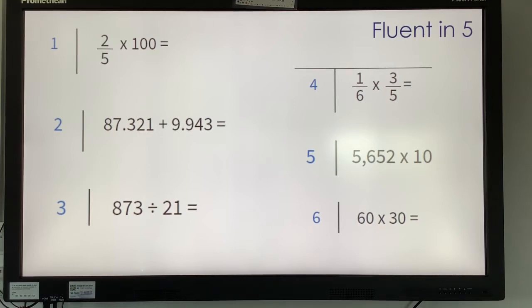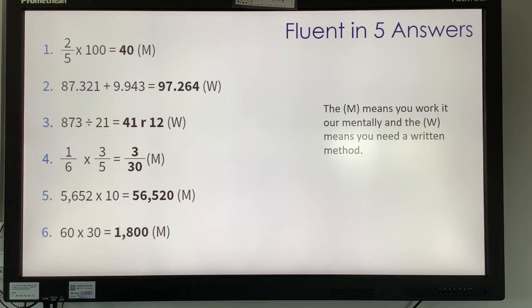So hopefully you paused the video. Number 1 was 40, number 2 97.264, number 3 41 remainder 12, number 4 3/30ths. Well done if you simplified it further down to 1/10. Number 5, 56,520. And number 6, 1,800.